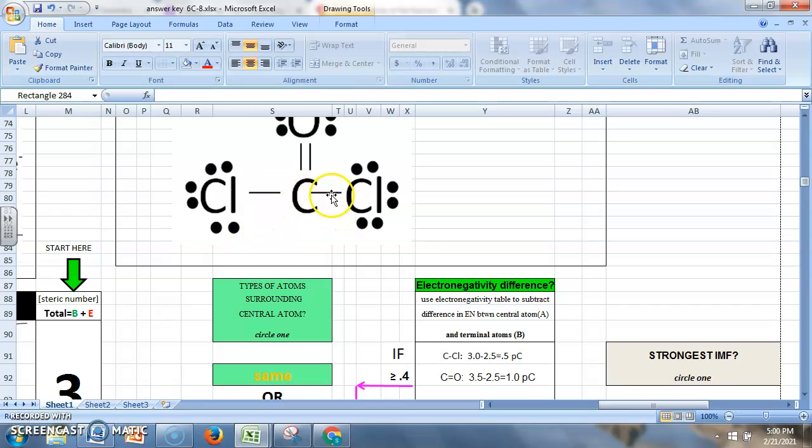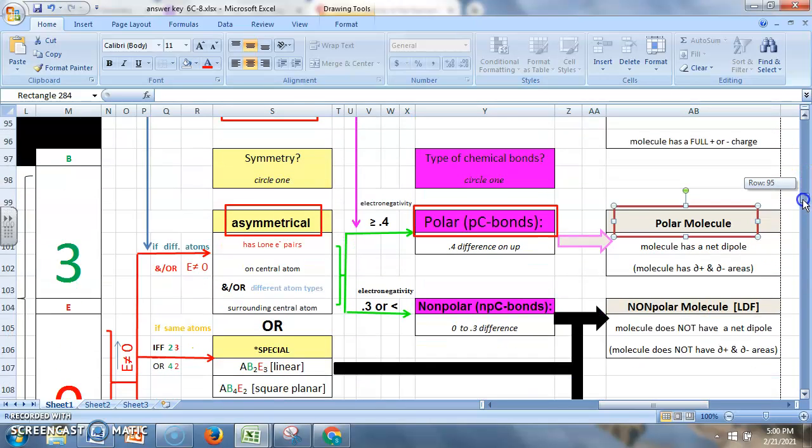This line would be coming down here. This line would be coming down here if we were drawing it three-dimensionally. That means the chlorines would have partial negatives, leaving the carbon in the middle partial positive.